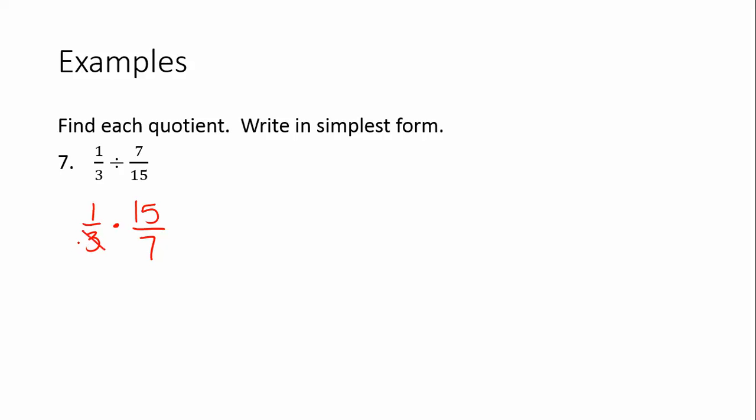If you cross cancel, 3 goes into 3 once, 3 goes into 15 5 times, and you end up with 5/7. If you're not a cross canceler, you would have had 15 over 21, and you would have needed to reduce by dividing by 3.